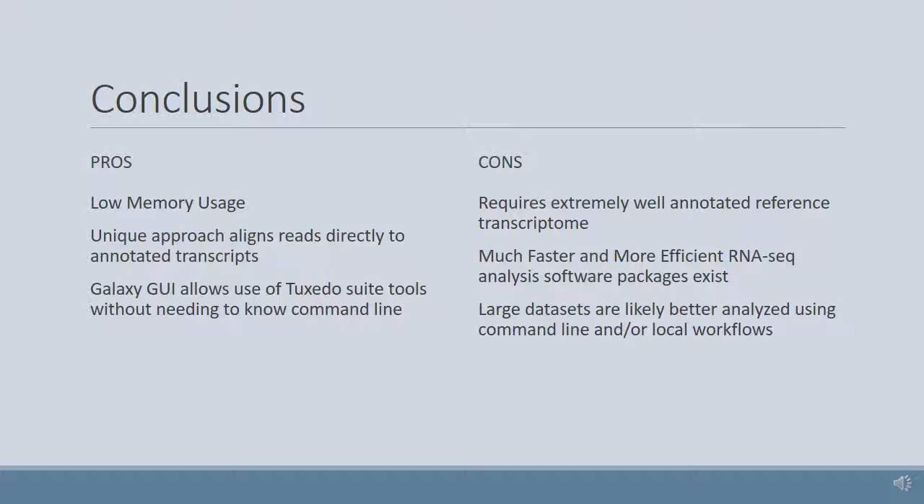Some of the trade-offs from Tuxedo: because of it aligning reads directly to the annotated transcript, it requires an extremely well annotated reference transcriptome. If you were to do an RNA-seq experiment and you did not have an annotated reference transcriptome, Tuxedo Suite would not be the tool to use. There are other software packages like Trinity that will do that for you as a de novo assembly.